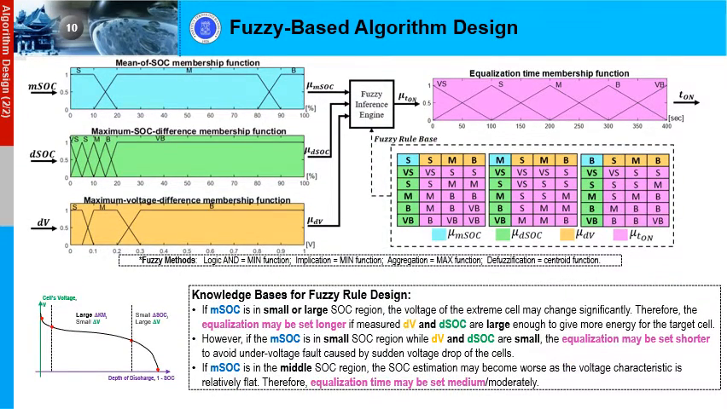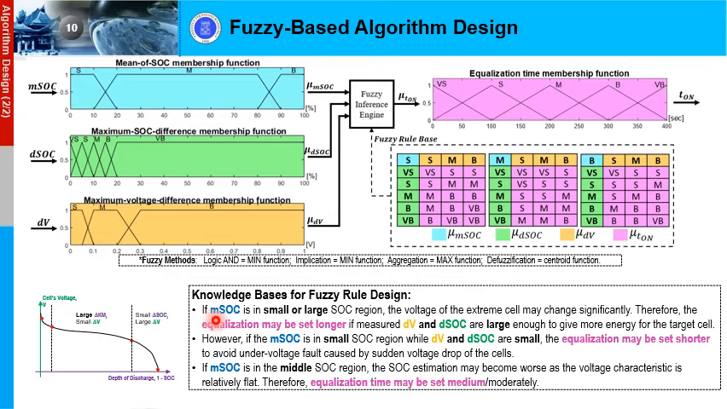To determine which equalization strategy to be more dominant at what condition, we have developed some intuitive fuzzy rules based on the battery's characteristic curve. The proposed fuzzy system used 3 inputs: mean of state of charge, maximum state of charge difference, and maximum voltage difference to determine how long equalization time must be performed. This fuzzy rule-based table is developed from our preference based on this basic intuitive rule.